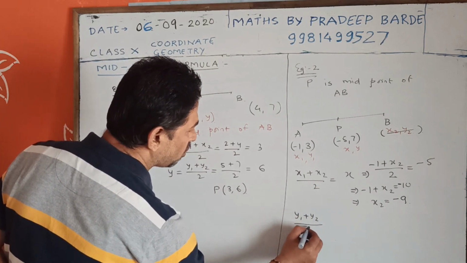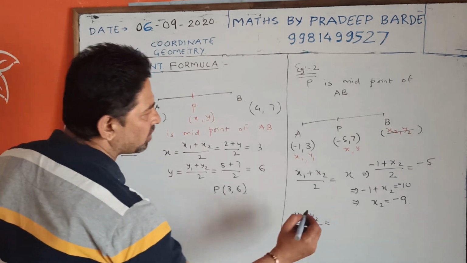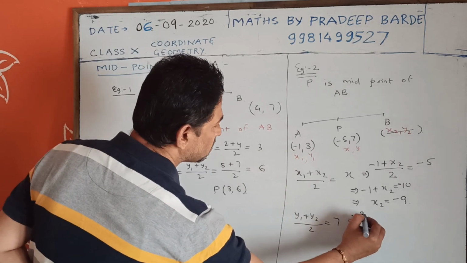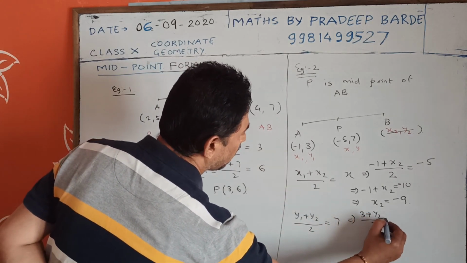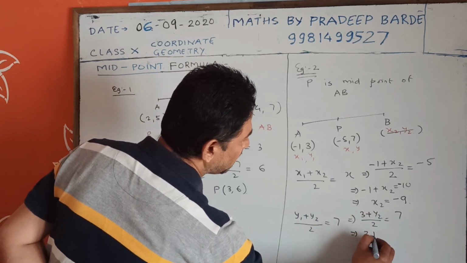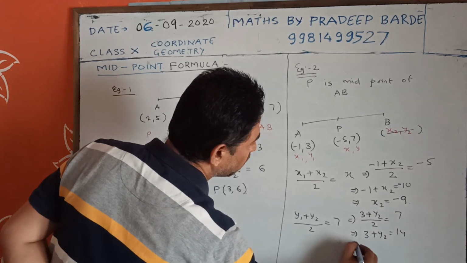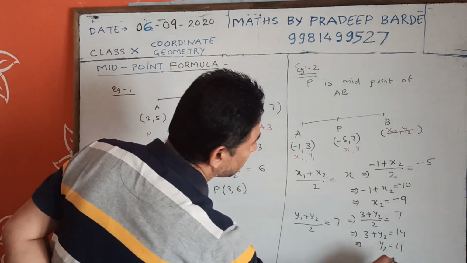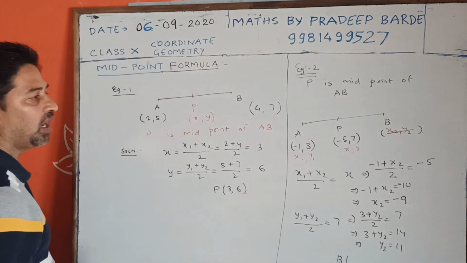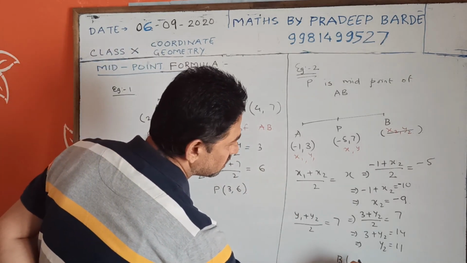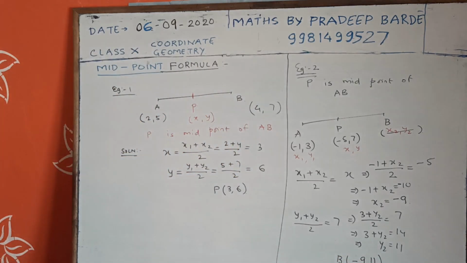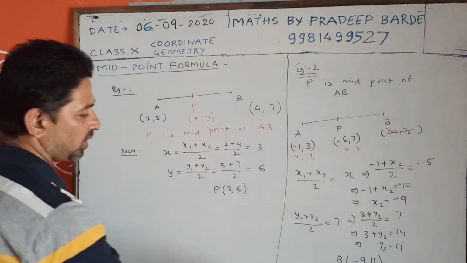y1 plus y2 upon 2 is equal to 7. y1 is 3. 3 plus y2 upon 2 equal to 7. Therefore, 3 plus y2 is 14, or y2 will be 11. So therefore, the coordinates of the point B are -9, 11. This is your answer. Right?